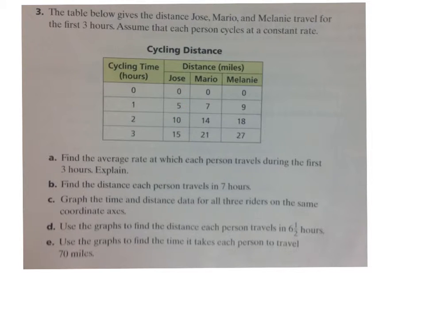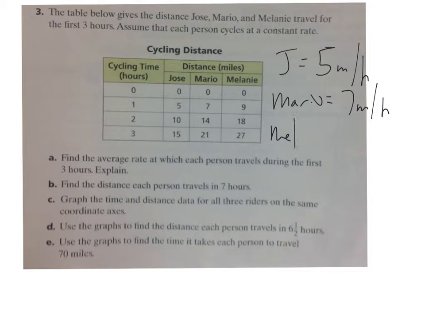So Jose would be 5 miles per hour. Okay. You have Mario. He's 7 miles per hour. And then you have Melanie, which is 9 miles per hour. And this is found in this column right here in the table. That one. Another thing to keep in mind is they all start at 0.